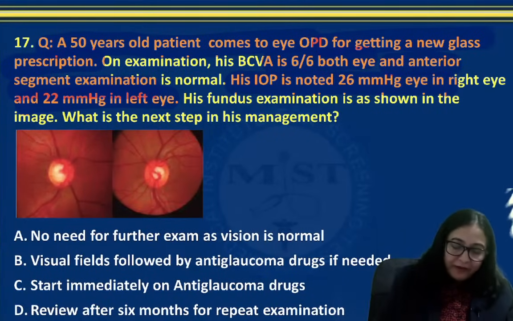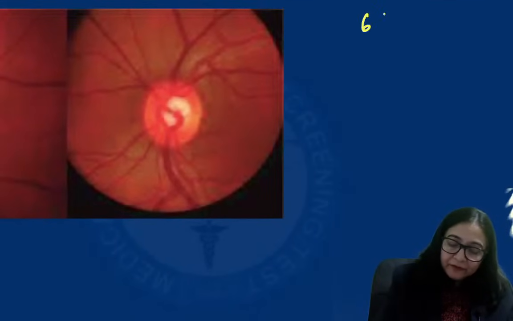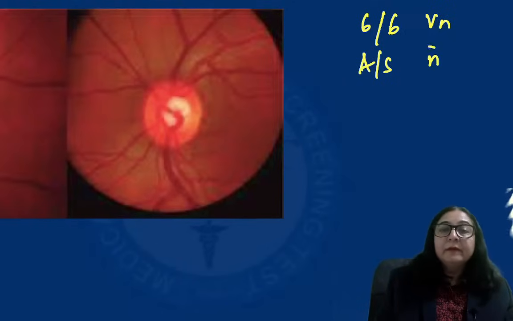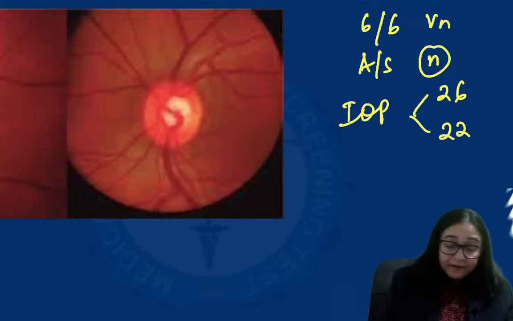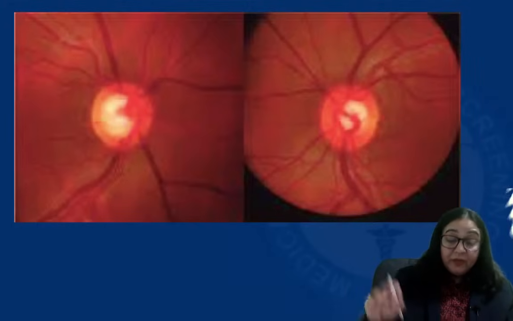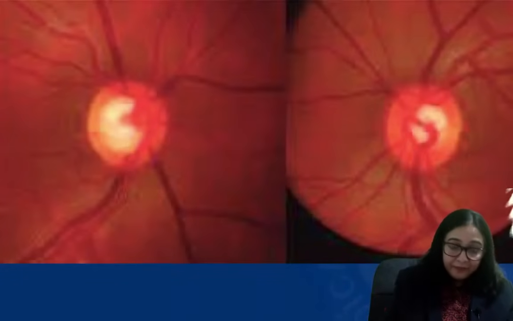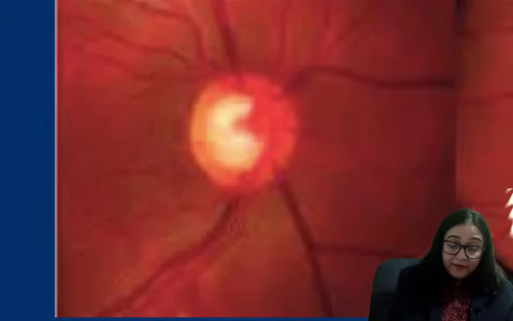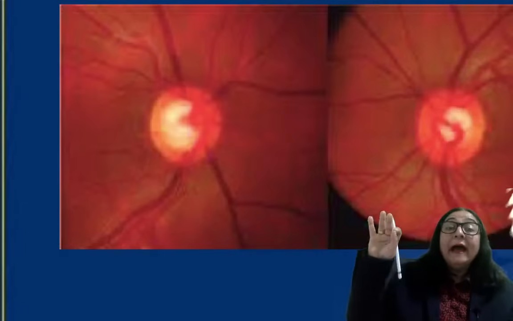Okay, so let's go through it one by one. So this patient, beta, has 6 by 6 vision, anterior segment normal. Intraocular pressure is 26 in the right eye, 22 in the left eye. Now let's look at the fundus image. In the fundus image, they have specifically shown the image of the optic disc. Now when the image of the optic disc comes, beta, first you have to see how the optic disc margins are, how the vessels are, how much is the cup and how is the rim.